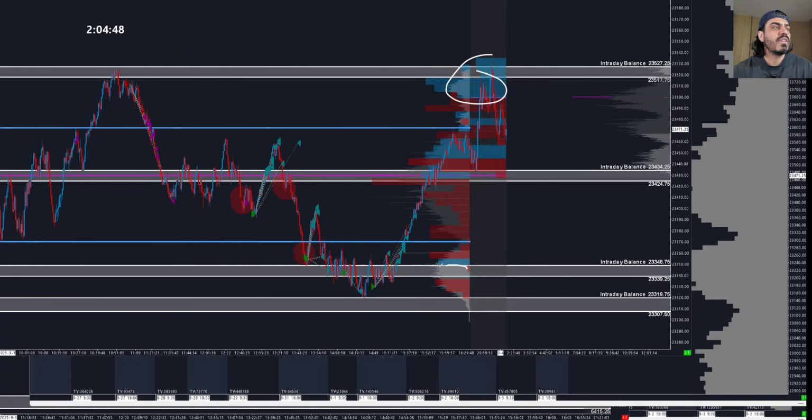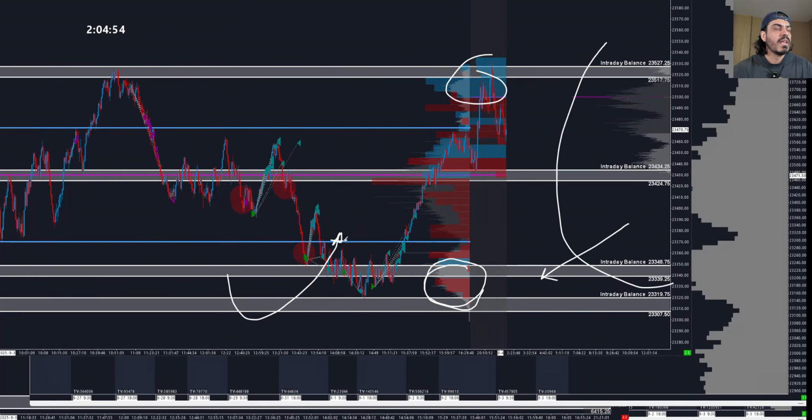So if we have a lot of negative delta accumulated at a low, especially at a key low like this, this is the balance that we've accepted into. That negative delta is going to present a lot of passive buying continuously coming in for those aggressive sellers, and that's going to create the rotation back higher.